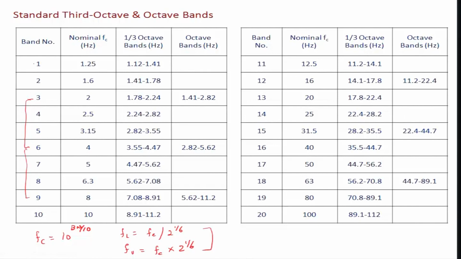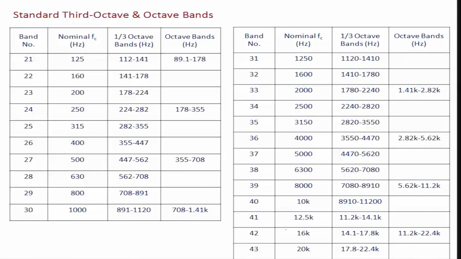This should come from 0. Okay. If band number is 0, then it starts with 1. Okay. So, this is how it goes, and at band number 10, I end up with 10 hertz. At band number 20, 100 hertz. Band number 30, I end with 1000 hertz. 40, 10,000 hertz, and so on and so forth. Okay. So, these are industry standard 1/3 octave bands and industry standard octave bands.